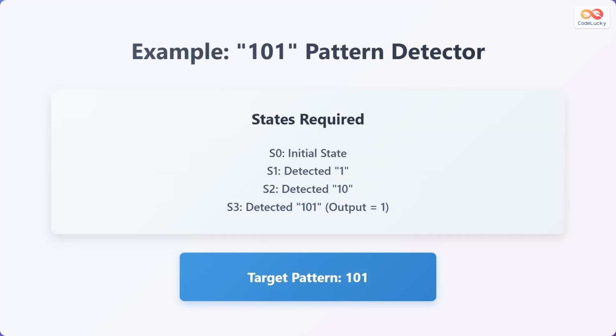Let's solidify this with an example. Suppose we want to design a detector for the pattern 101. We'll need four states. State 0, which is the initial state. State 1, where we've detected a 1. State 2, where we've detected 10. And finally, state 3, where we've detected the complete sequence 101, and our output will be 1 to signal that the sequence has been found.